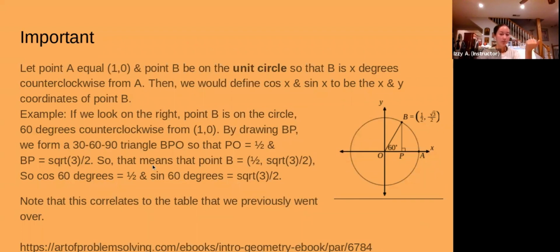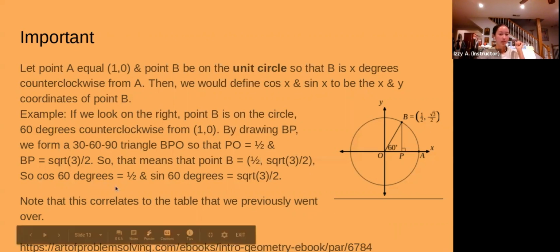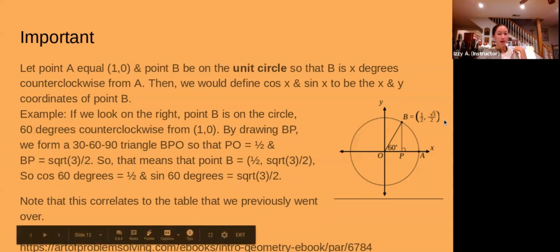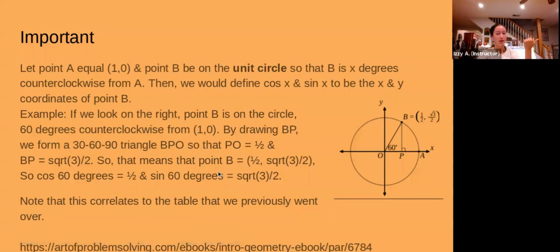Okay, so then that means that point B is going to be equal to (1/2, square root of 3 over 2). So cosine of 60 degrees, which would be the x value, is going to be 1/2, and sine of 60 degrees, which is the y coordinate, is going to be square root of 3 over 2. And note that these values correlate to the table that we previously went over.